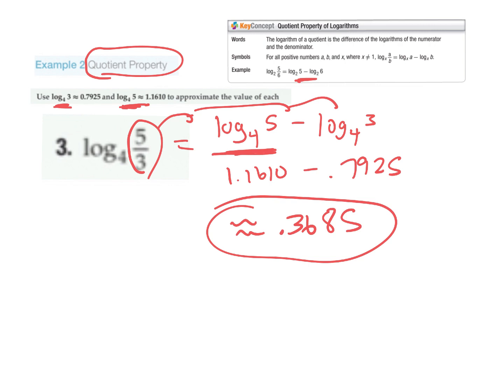So what we're trying to do is figure out how to solve these types of problems, because you can't do it on a calculator, and you can do it by separating if they give you information. And we want to create the problem so it looks like these, so we can do the math.